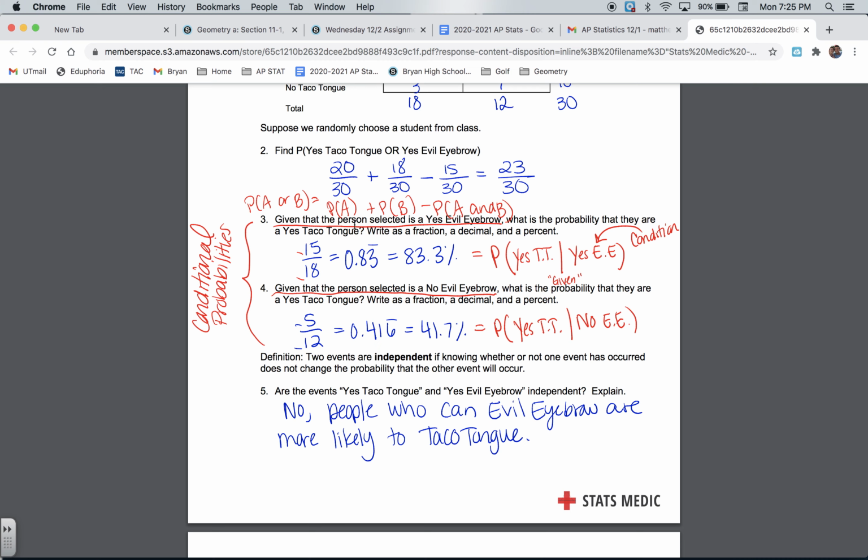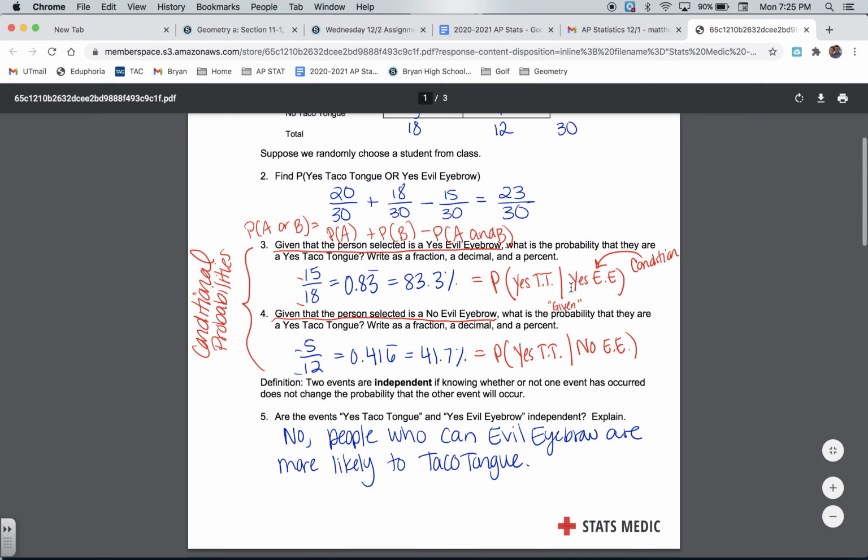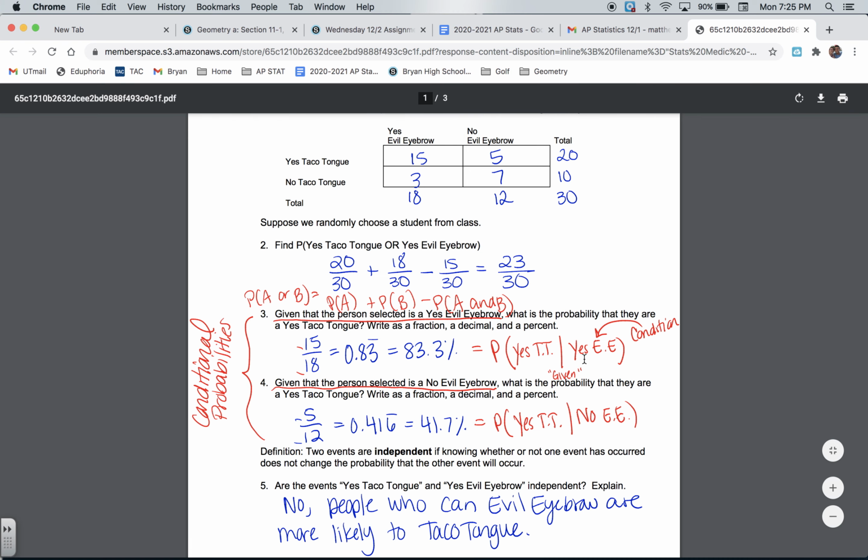We even talked about conditional in geometry, and you've seen conditional before. So conditional probability is just this notation, which sometimes is the mix-up. And so given that you are in the evil eyebrow, so only evil eyebrow people, how many people were yes? So 15 out of 18, 5 out of 12.